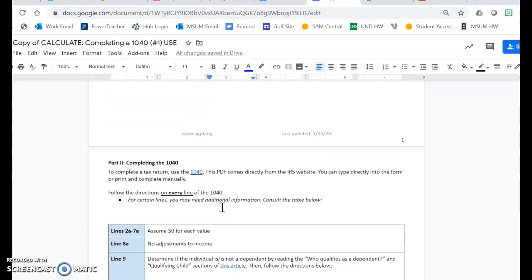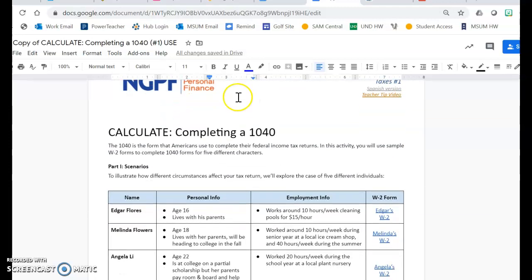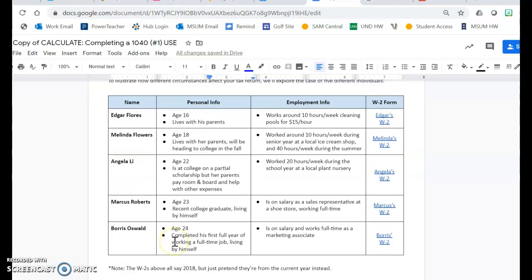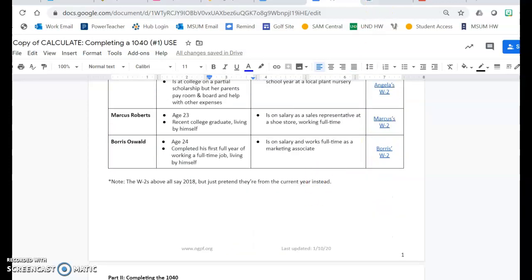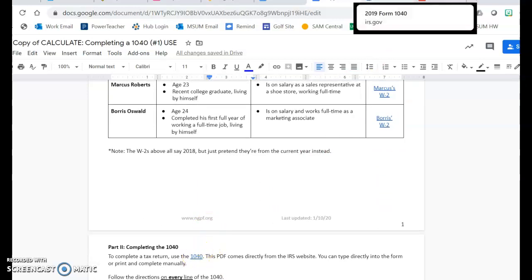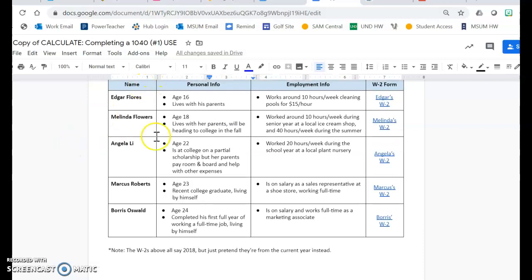So what I would like you to do as homework, and I know this might be a lot and kind of confusing, is I'd like you to complete one more person's 1040. You could pick Edgar, Angela, Marcus, or Boris's 1040. I'd like you to complete it, and you might have to download another form, or just open this up, make sure you download it and save it, so that's what you can share with me. Again, just complete it for one other person. I don't care which person you choose.